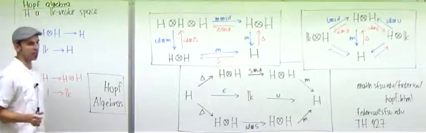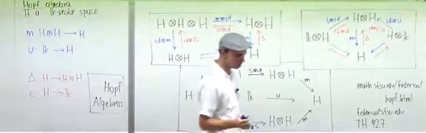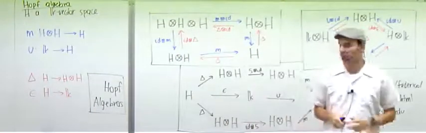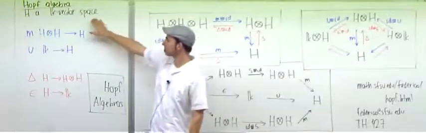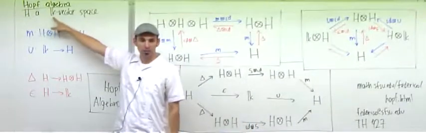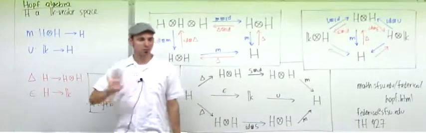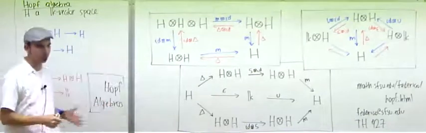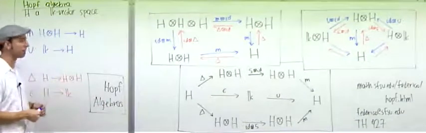So what is a Hopf algebra? A Hopf algebra is something with a lot of structure. So it's a vector space over a field K. I'm going to give you maybe a one-minute definition of a Hopf algebra, and then we'll really get into the details later on in the class.